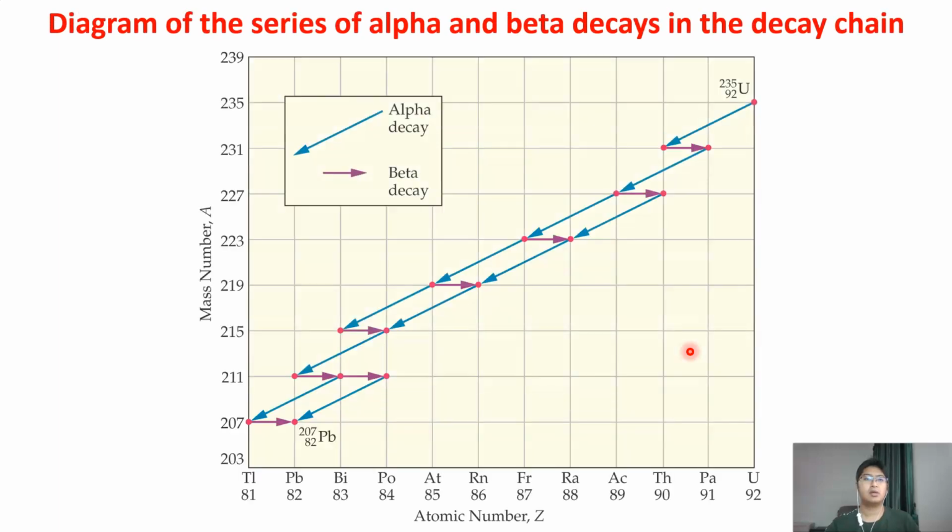This is the diagram of the series of alpha and beta decay in the decay chain. You may refer to this diagram in your lecture notes. This represents the alpha decay, this represents the beta decay. In beta decay, the mass number will not be changed, only the Z number will be changed.